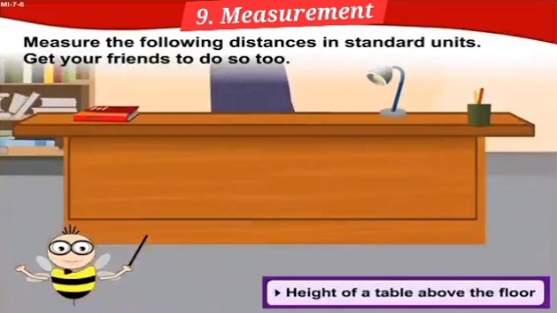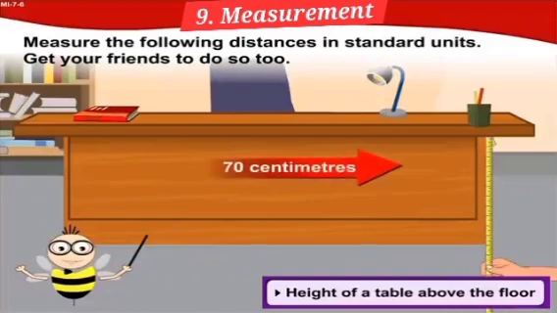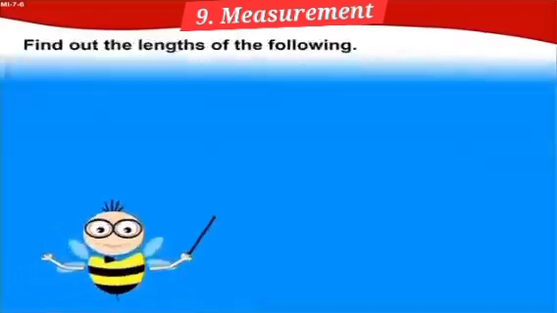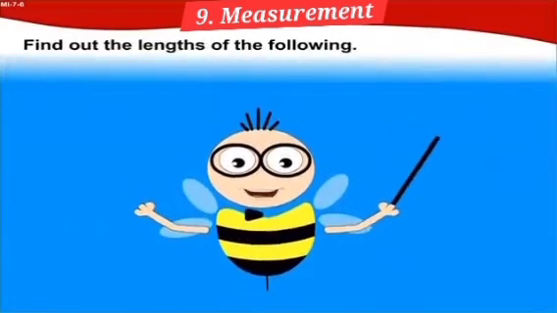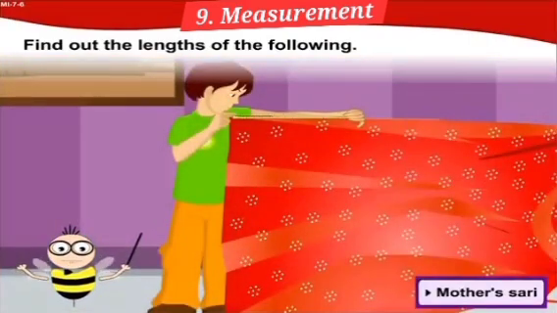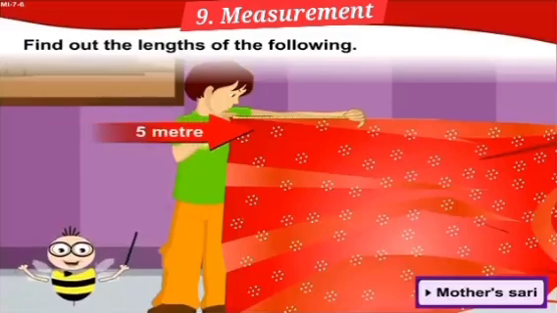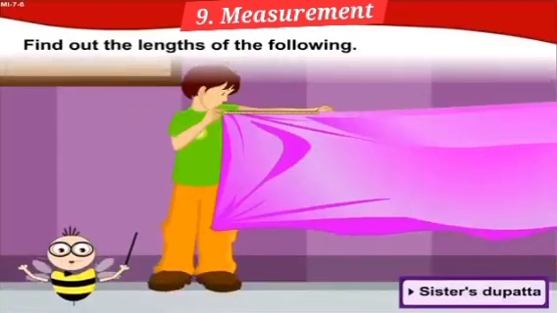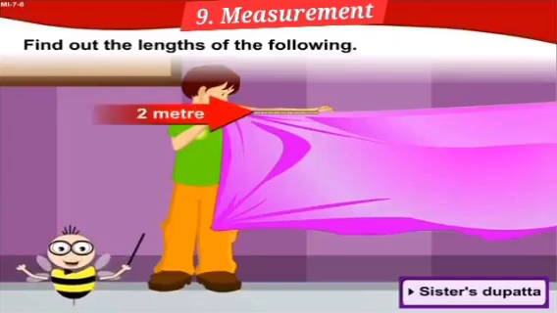Now height of a table above the ground. Well, let us measure it. It is 70 centimeters. Now similarly, let us find out the lengths of the following things. Your mom's sari. Let's try and measure it. It is 5 meters. Now, let us find out your sister's dupatta's length. That is 2 meters.